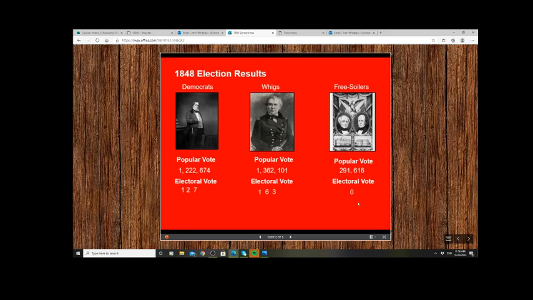The Free Soil Party receives 0 Electoral College votes. So this is a victory for the Whig Party, a Whig for Taylor. Taylor was incidentally a southern slave owner, and you might think at first that this is a good deal for the South, but that will not necessarily transpire. So the victor is the Whigs and Zachary Taylor.